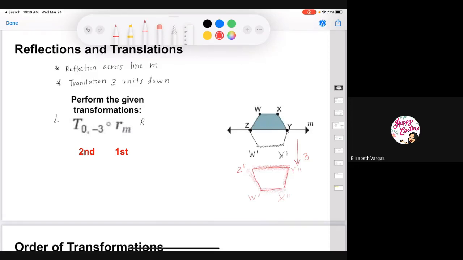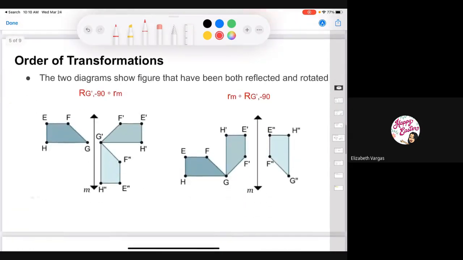Any questions about this? Questions, concerns? Okay. The order in which we apply these compositions is very important, because if you don't do it from right to left, you'll end up with a completely different resulting image. For example, here we see the same transformations, but one happens before the other. So whenever we read compositions, we read them from right to left.